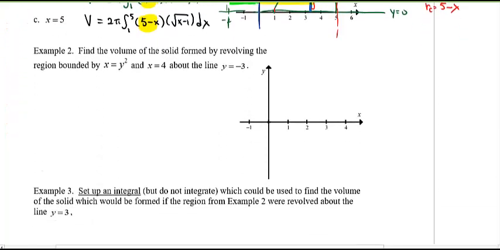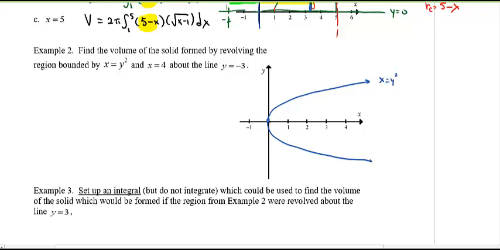Okay, example number 2. Find the volume of the solid formed by revolving the region bounded by x equals y squared. Oh, what's that? Oh yeah, that's that sideways parabola. So x equals y squared, the line x equals 4, here we go, and about the line y equals -3. Now, if x is 4, then the y value here must be 2, right? So 2, here's 1, -1, -2. So in this case, the axis of rotation line is way down here at -3.